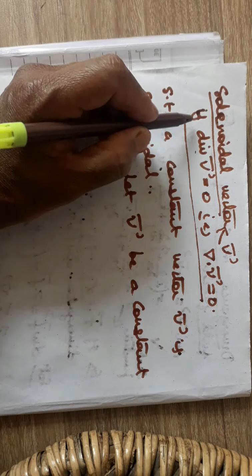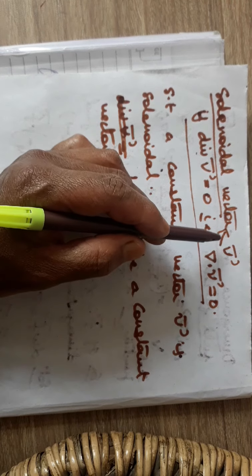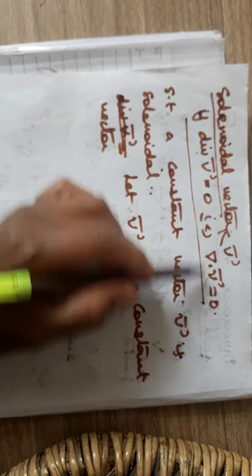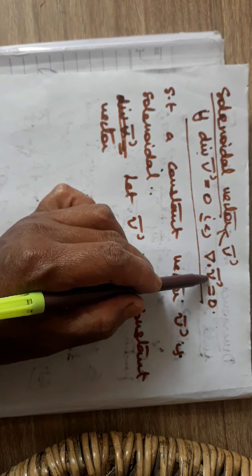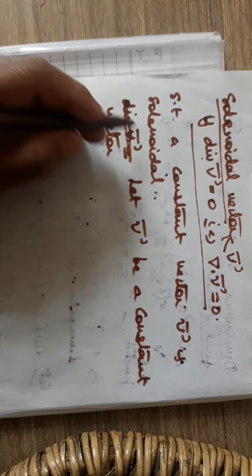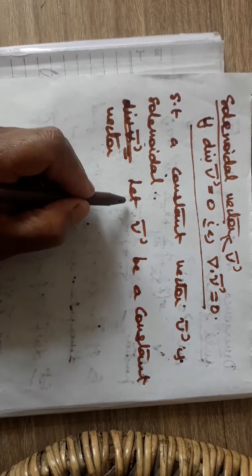So remember what is meant by solenoidal: given any vector field function, if its divergence is equal to 0, that is if del dot v bar is equal to 0, then such a vector is called a solenoidal vector. Now one such example is to show that a constant vector is solenoidal. So any constant vector is always solenoidal.